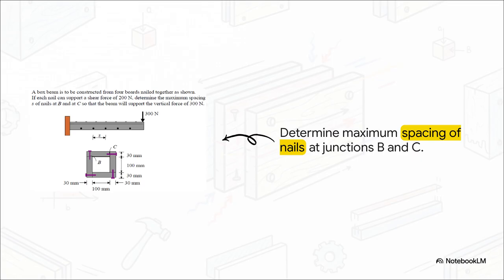Here's the setup for example 2. We have a hollow box beam constructed from 4 individual boards nailed together just like you see here. The entire beam is subjected to a vertical downward force of 300 newtons, but here is the major constraint. The hardware store specs state that each nail can only safely support a maximum shear force of 200 newtons. So we have to determine the required spacing of the nails at 2 totally different junctions, point B on the inner web and point C up on the top flange, so that the beam will safely support the load.